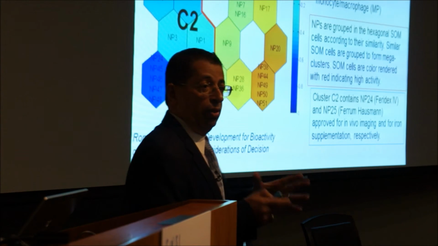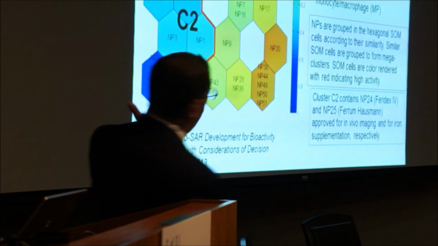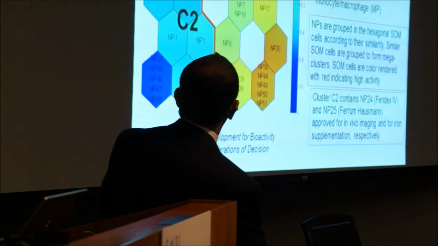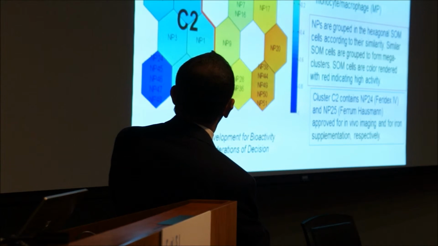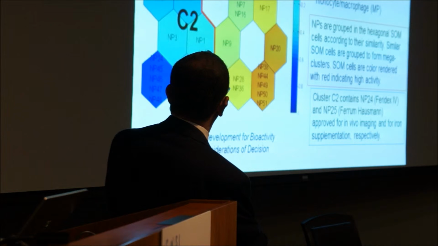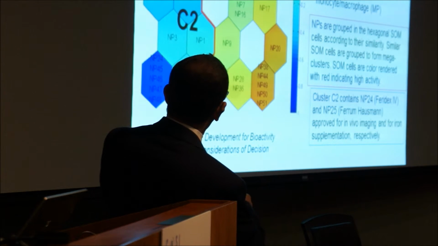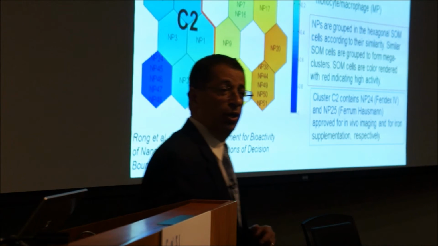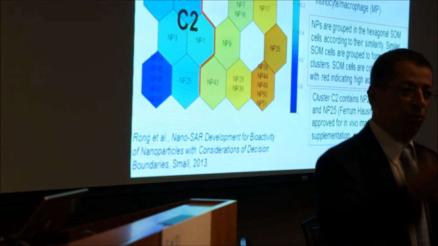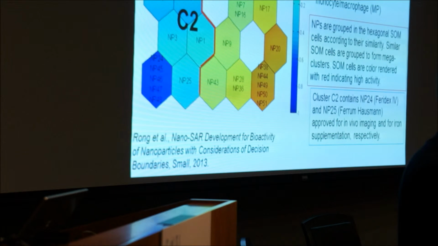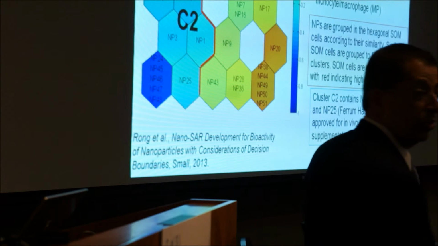So without knowing really much about the toxicology, the question that you may ask is, well, if this had been approved and I identify this cluster that now contains these particles, does that mean that all the other ones that also fall in here might also be particles that we might accept as being reasonable for in vivo imaging?